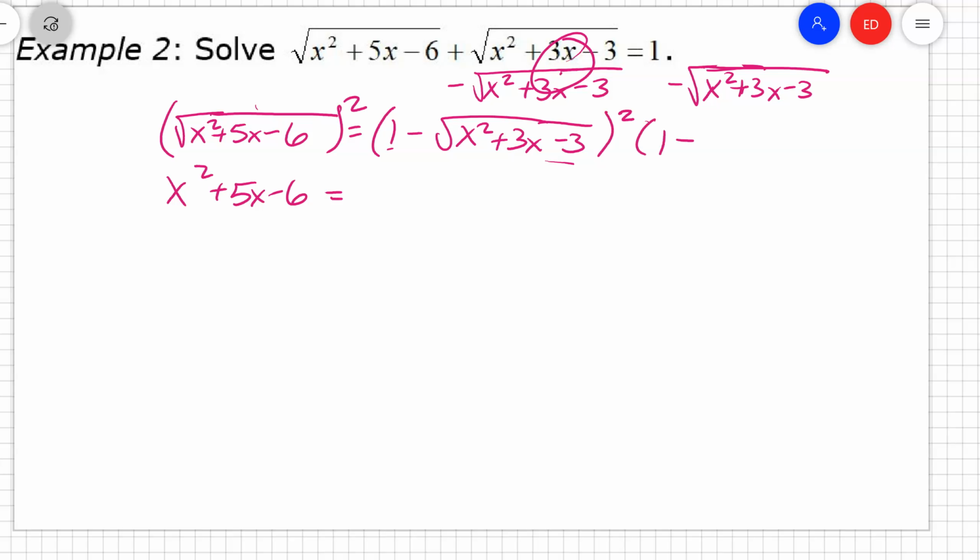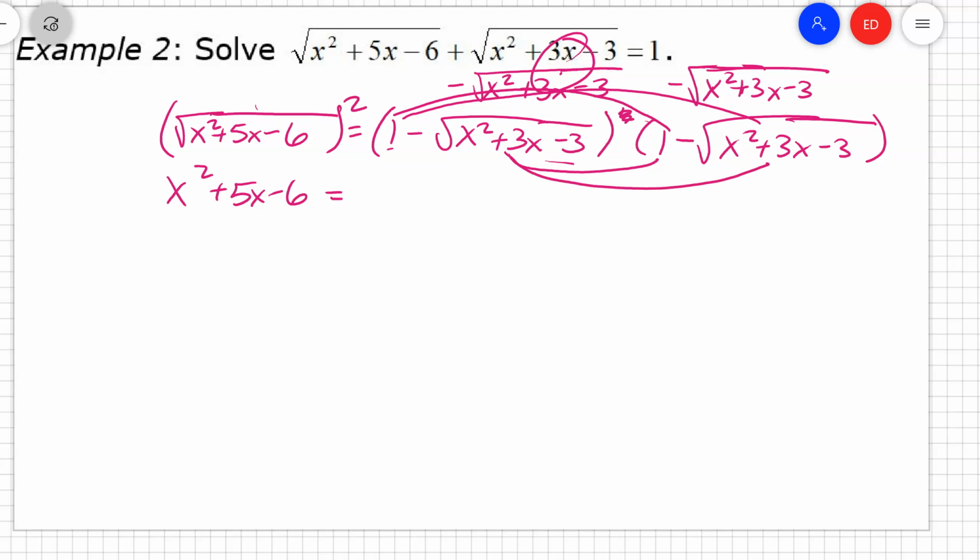So I know it's going to end up being 1 minus the square root of x squared plus 3x minus 3. I'm just rewriting that again like we would normally, but I'm taking a shortcut as far as not rewriting that this is a square. Okay, so let's go ahead and start this off. So now we're going to end up with 1 times 1, which is just 1. 1 times this entire radical, but remember it's negative. And then we have another negative square root of x squared plus 3x minus 3.